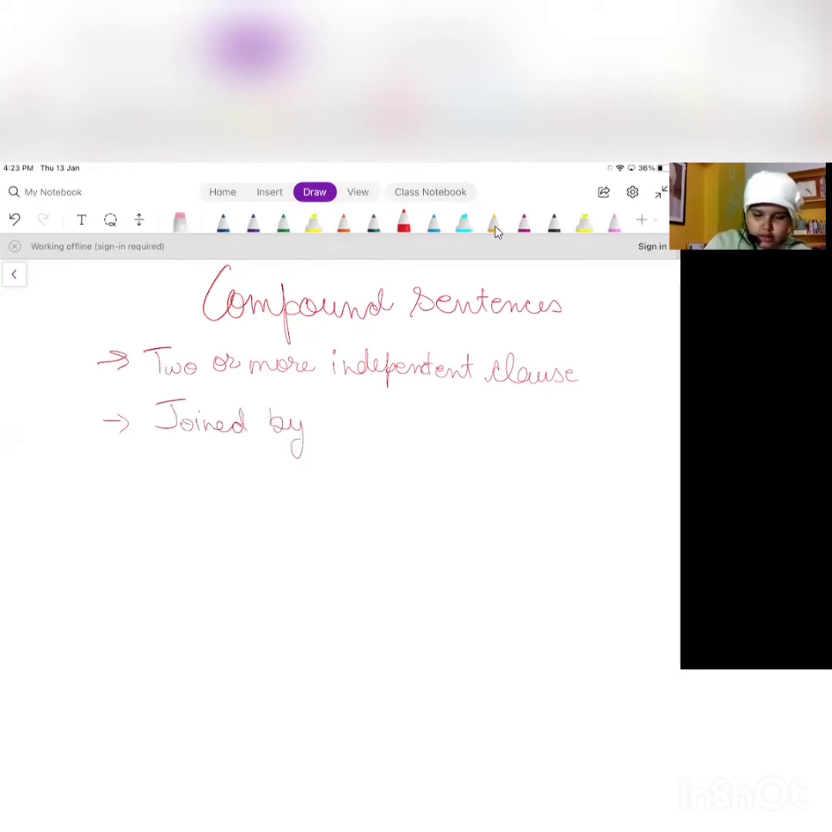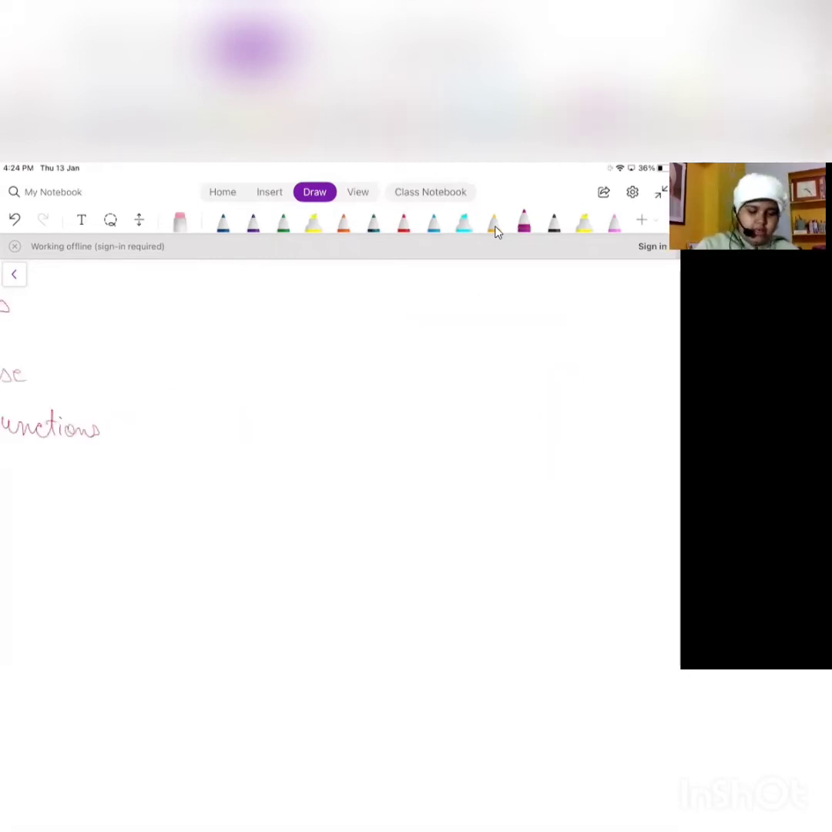by coordinating conjunctions. Joined by coordinating conjunctions. Now what are coordinating conjunctions? They are a type of conjunctions. Example, it is a very easy solution to learn it. Many people get confused in it, so it's a very good thing.